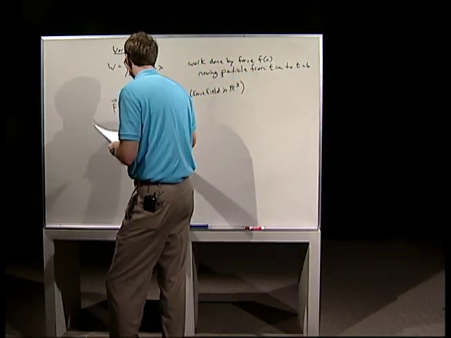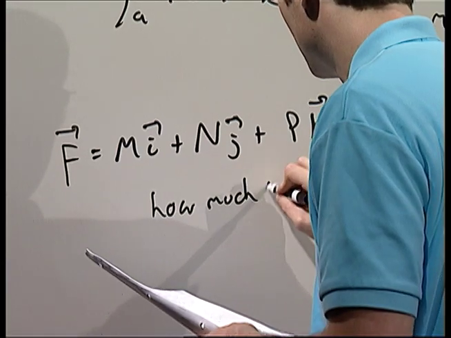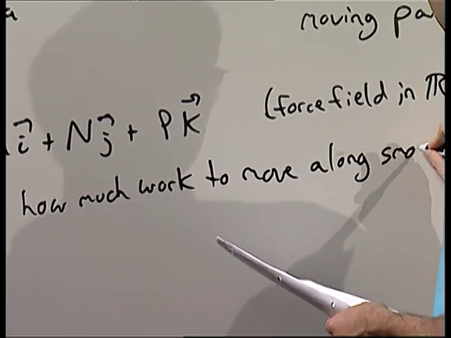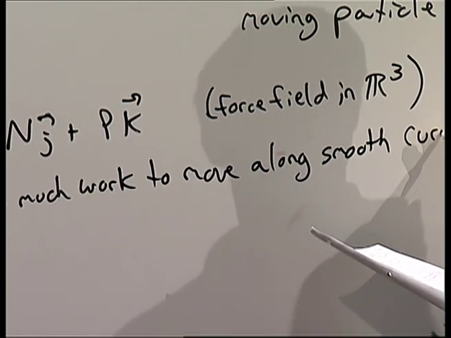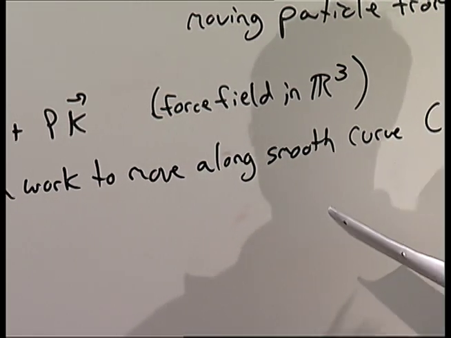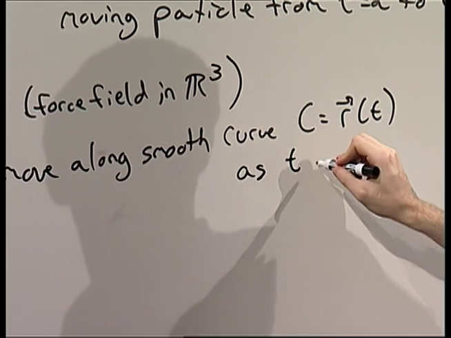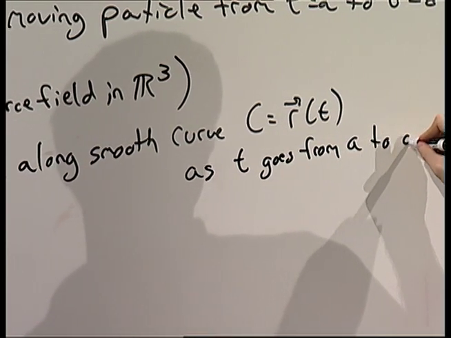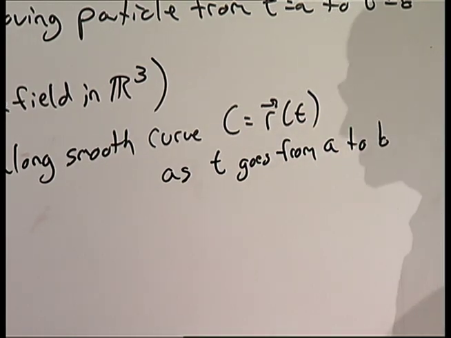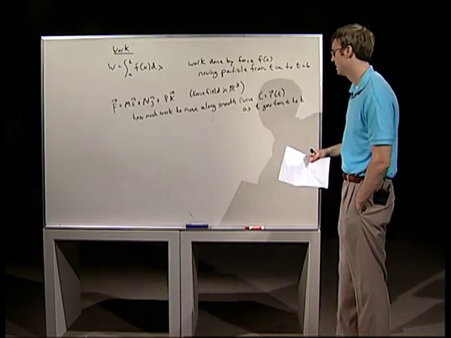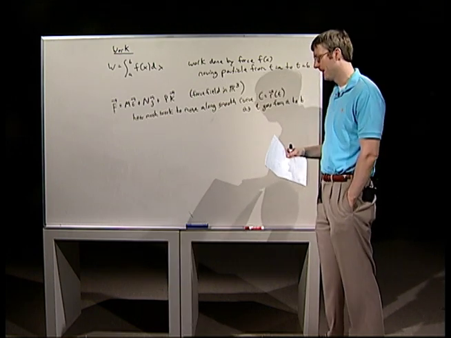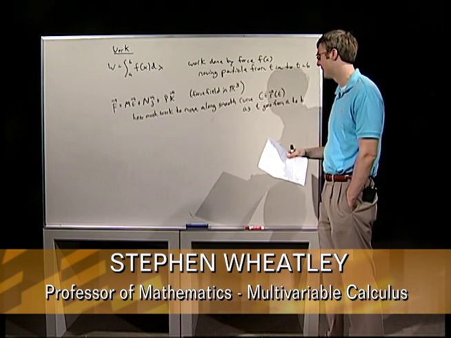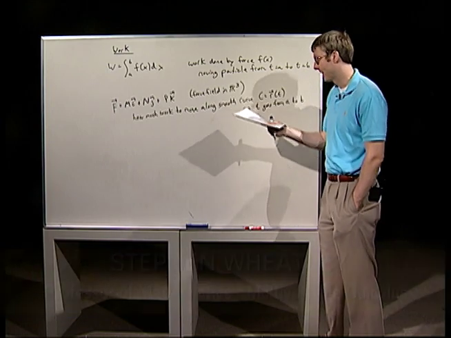So how much work to move along a smooth curve or path as t ranges from A to B, as t goes from A to B, right? So some vector position function. The shuttle has a vector position at every point. It could certainly be a vector valued function. It doesn't need to be a function of x and y. But we can see how much work it takes to move this thing along there.